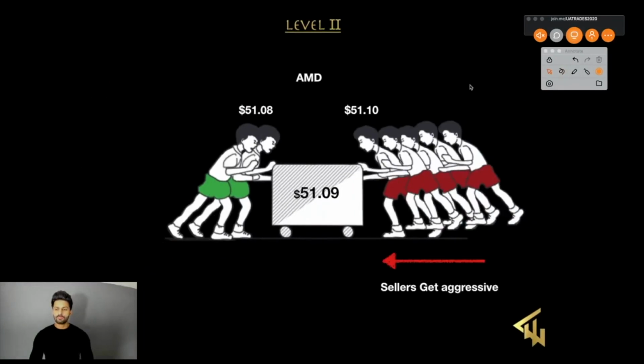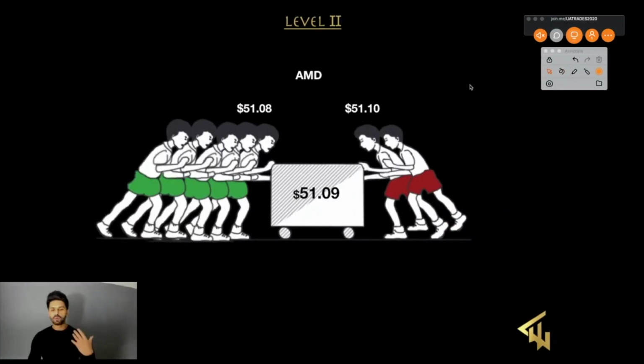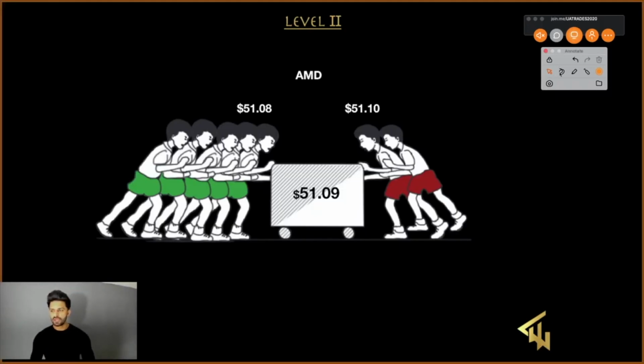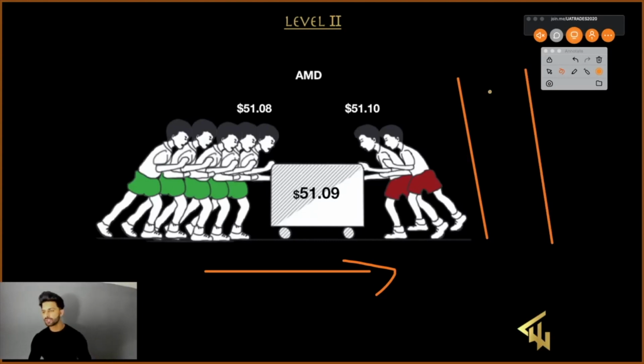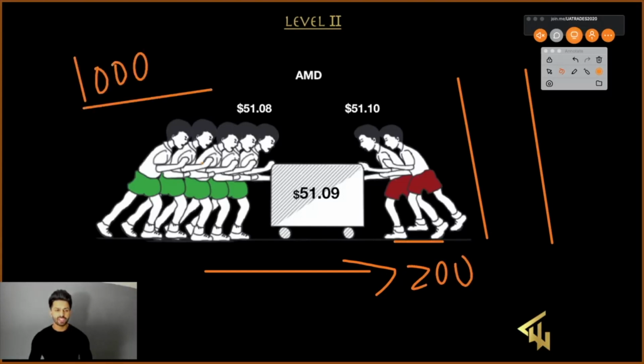Now, going back to this, as buyers get more aggressive and start pushing the stock higher, if the sellers give that price up, the price of the stock is going to keep going higher and higher until we see sellers stacking up at a higher price point. So let's say $51.10 is where there were only 200 sellers. We have 1,000 buyers at this price point, they're continuously aggressive and pushing the stock up, but we see that at $51.50 now we have 1,500 sellers waiting, right?